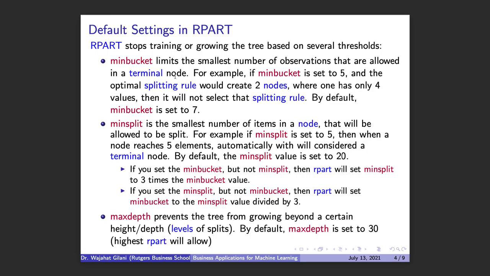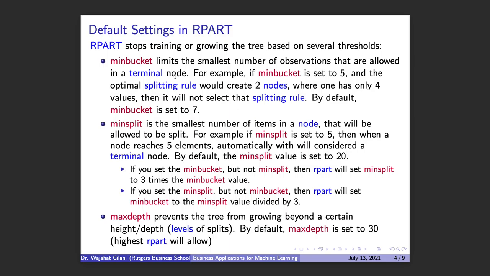Likewise, on the flip side, if I set min split but not min bucket, whatever value I set for min split, rpart is going to divide min split by 3 to set the number for min bucket. So let's say I set the number of min split to 30. Then by default the min bucket value will be set to 10, 30 divided by 3.